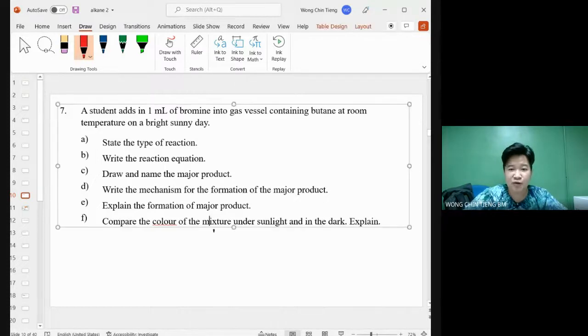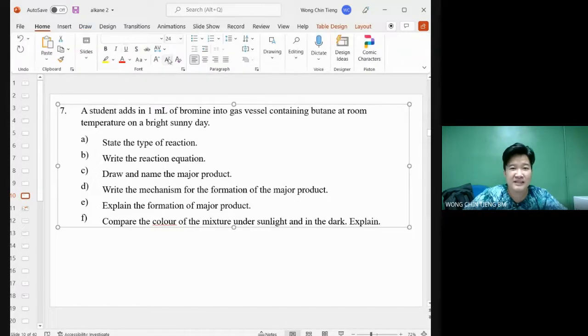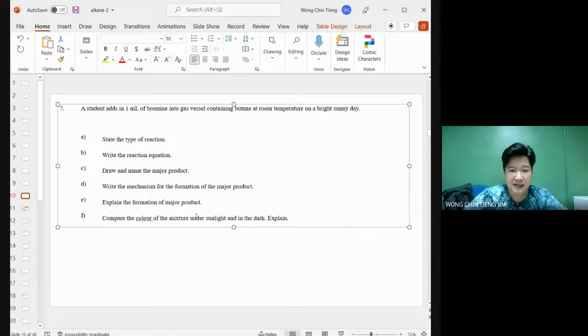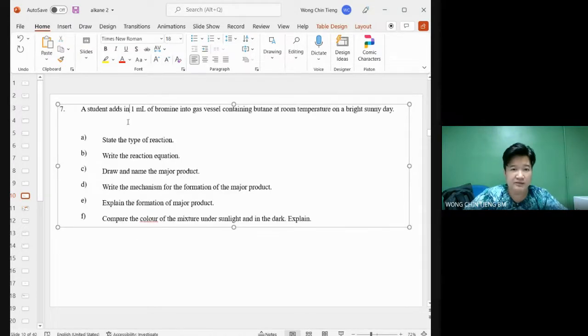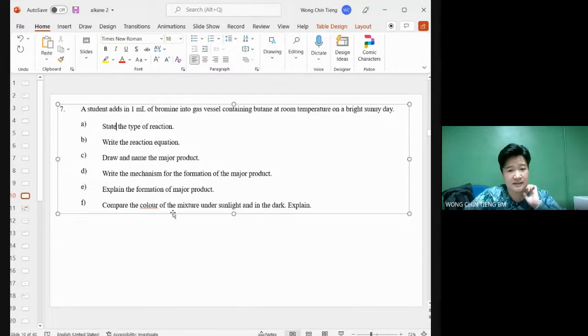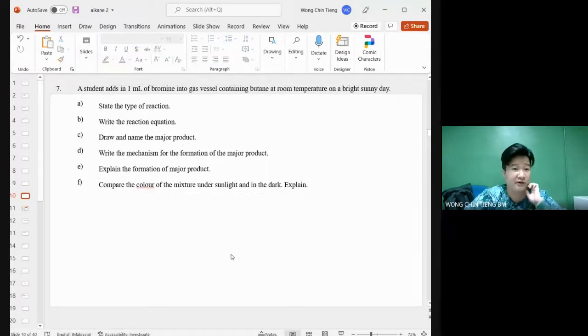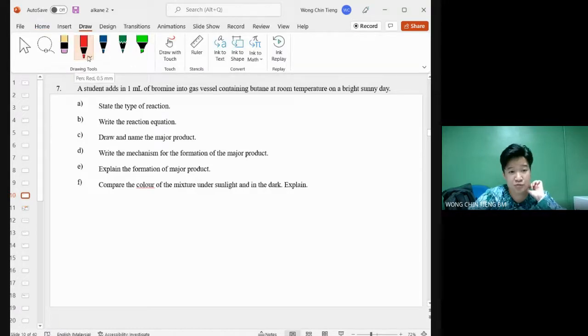Okay. This problem is sebab kamu tak buat amali lagi. In the lab by right, okay, if you are coming back later on, by right in the lab, you will be doing the experiment for this halogen, your experiment 4 if I'm not mistaken. Kalau kamu buat amali untuk siapa yang SES, kamu dah pernah buat amali, then you should know. Okay, for this question, let's discuss everything except the mechanism. Okay. So for your question 7 over here, a student added in 1 ml of bromine gas into butane at room temperature on a bright sunny day.